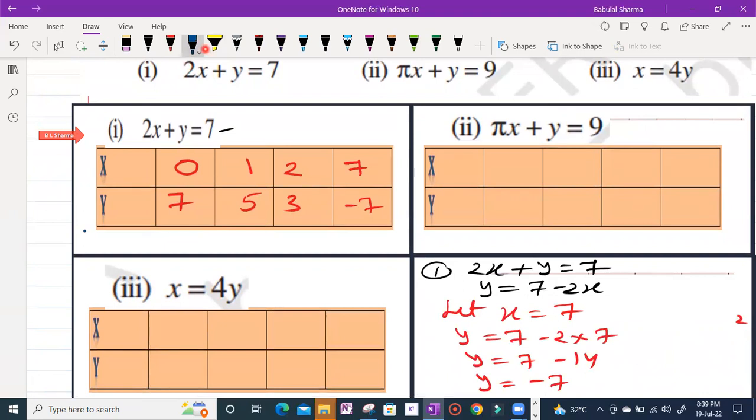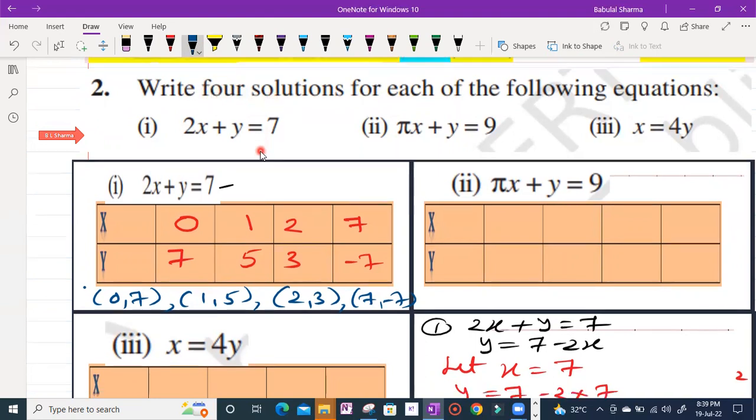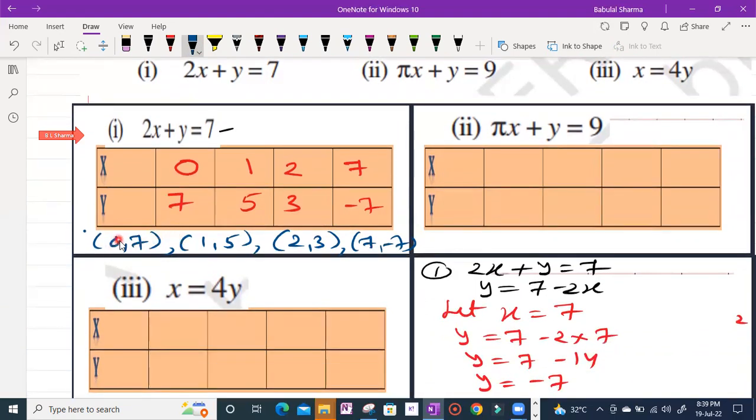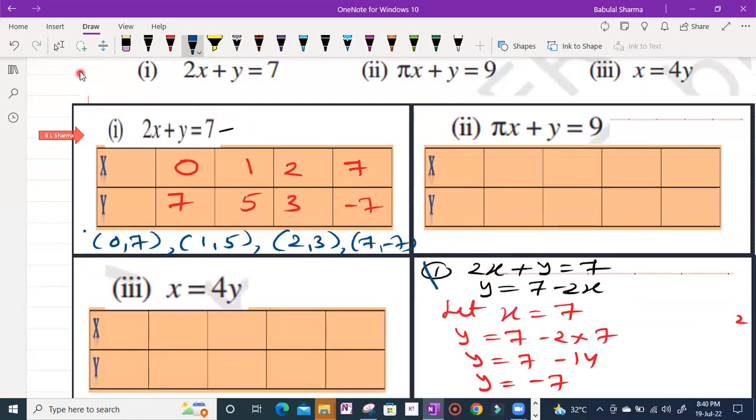So we can say the solutions are, one solution is 0,7, other is 1,5, third is 2,3, and fourth is 7,-7. Thus we can find out infinitely many solution. इस प्रकार हम endless solution find out कर सकते हैं, लेकिन क्वेश्चन में दे रखा है कि we have to find out only 4 solutions. So हमने ये 4 solution find out किए हैं। स्टूडेंट पहले हम x कोऑर्डिनेट लिखते हैं, फिर पहला x का वैल्यू और फिर उसके बाद में y का वैल्यू हम लिखते हैं। So that's all for question, the first part, and now for second part.